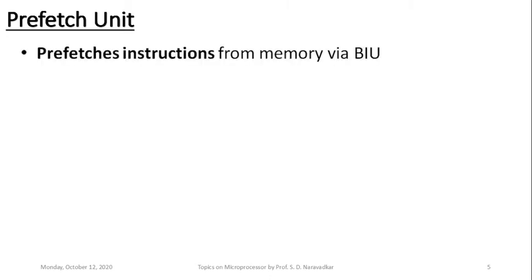Now, the second unit in the pipeline architecture of the 386DX is the prefetch unit. The function of that prefetch unit is appearing here. It prefetches the instructions from memory via the BIU. It clearly means that the prefetch unit works along with the BIU in order to carry out instruction prefetch here.